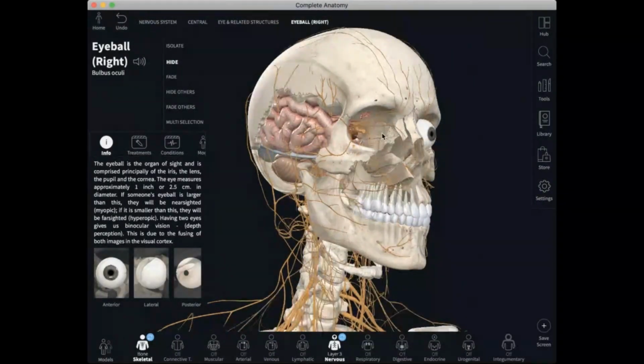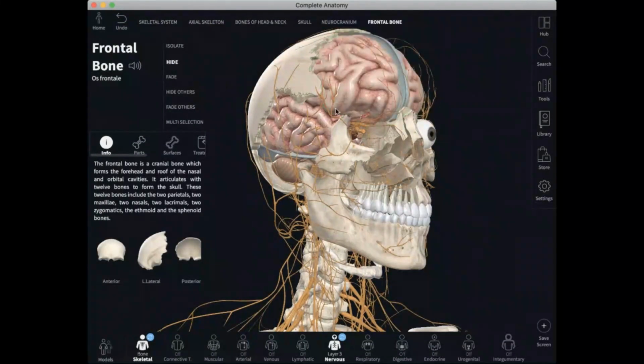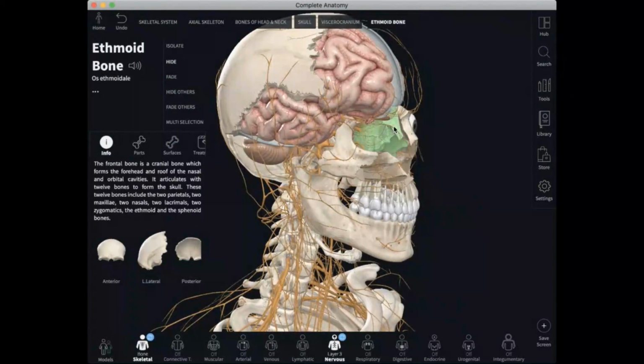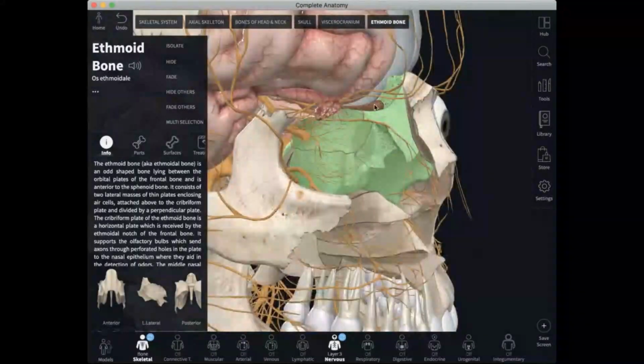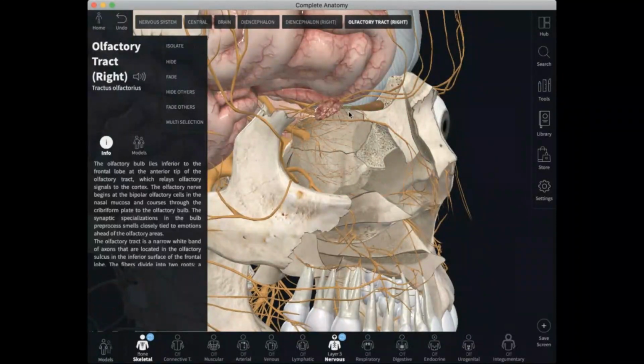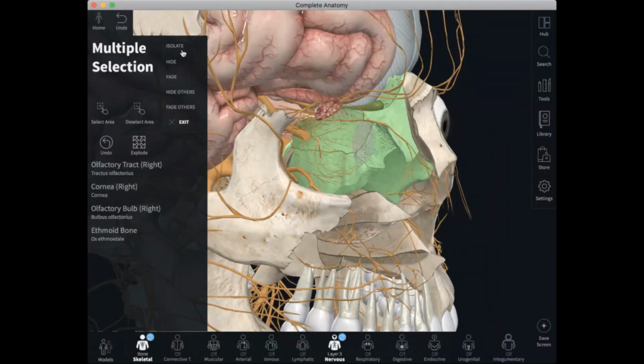What you see here is the ethmoid bone. I will remove the frontal bone also. Here you see the ethmoid bone, and this is the olfactory bulb, and this is the olfactory nerve. I will select all these structures.